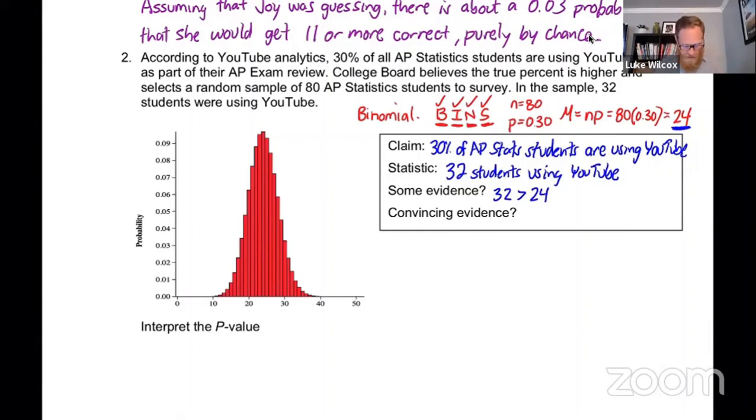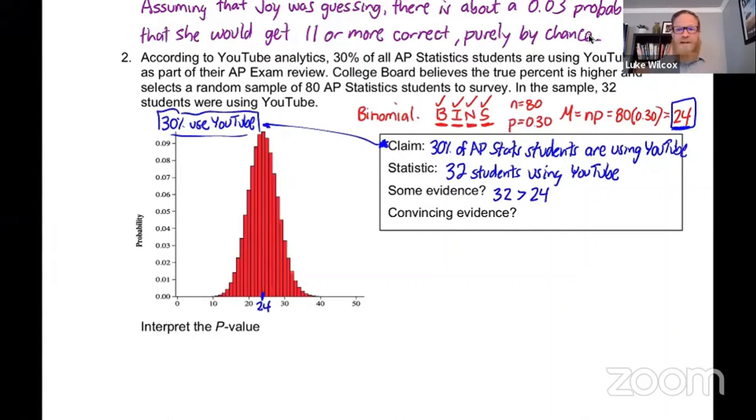So let's take a look at the distribution here. And one thing I want to make note of is the fact that we have to assume that this claim is true in order to make this distribution here. So we're going to assume here in this picture that 30% use YouTube. That had to be assumed in order to create this distribution that you see here, right? So this claim is assumed to be true. Now you can actually see that because if you look, the value right at the center of this thing is 24, which is what we would expect if the 30% claim is true.